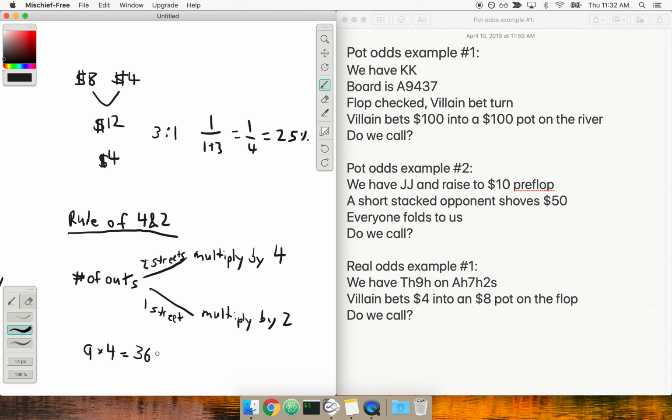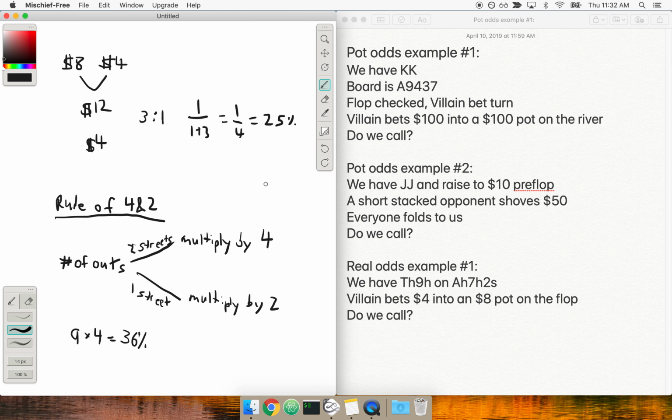And this isn't exactly right. It's going to be close. It's going to be maybe off by 1 or 2%. But the rule of 4 and 2 is a really easy way to approximate your equity. Okay, so we have 36% equity. Our pot odds told us that we only need 25% equity. But the rule of 4 and 2 said that we have 36% equity. So it's looking like it's an easy call.